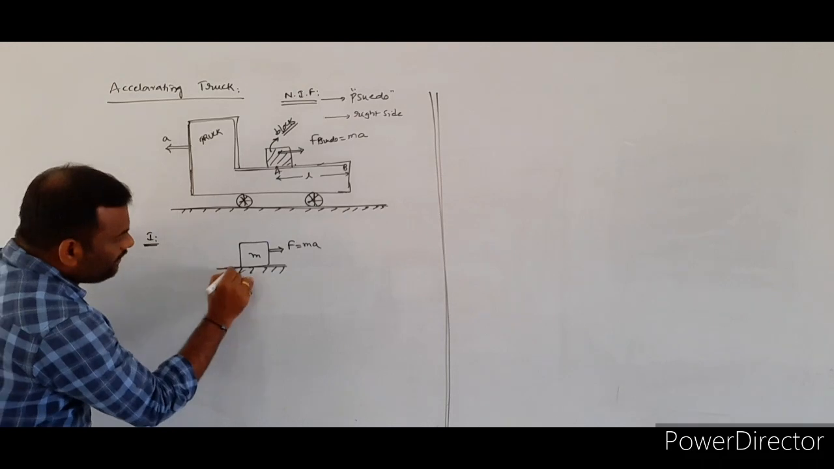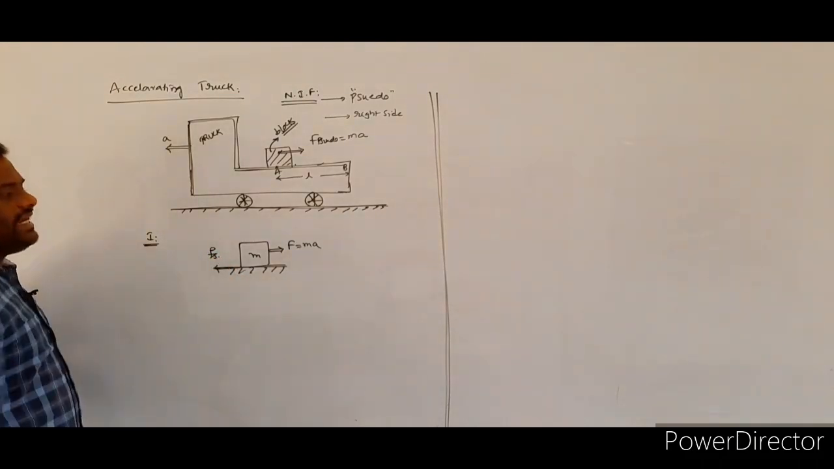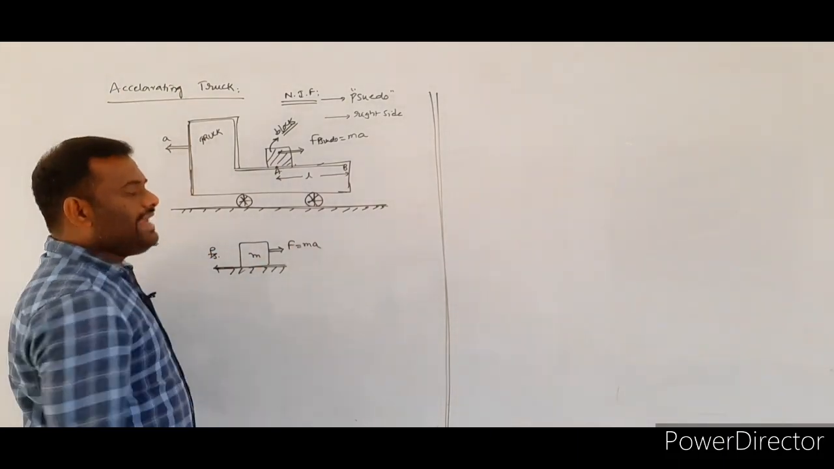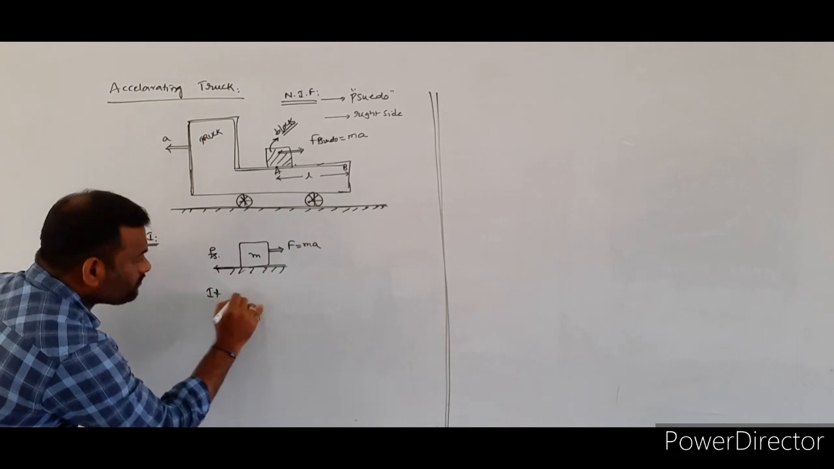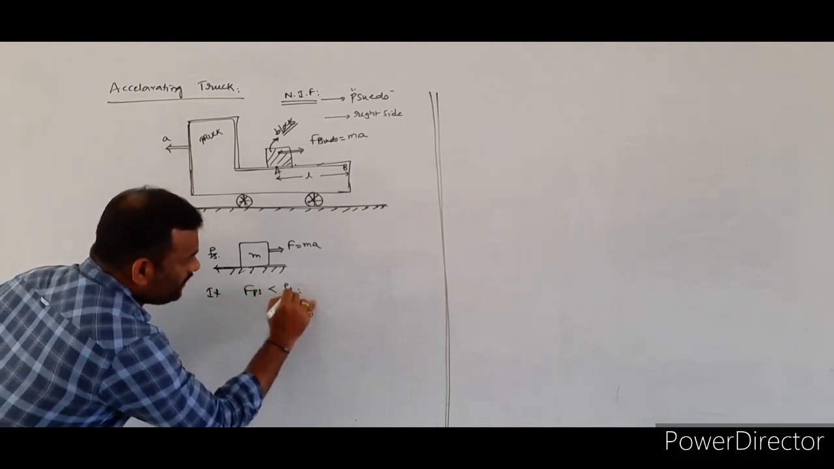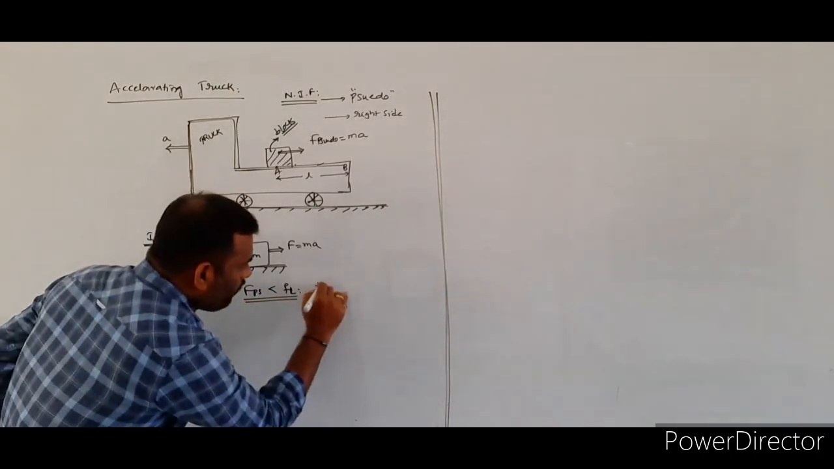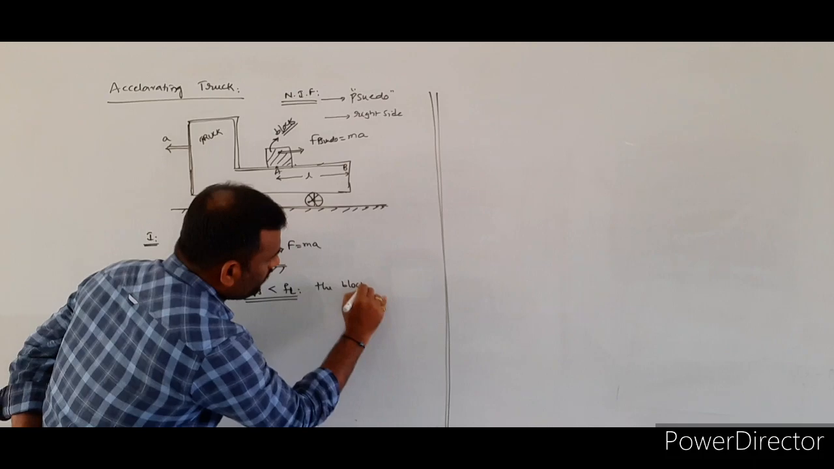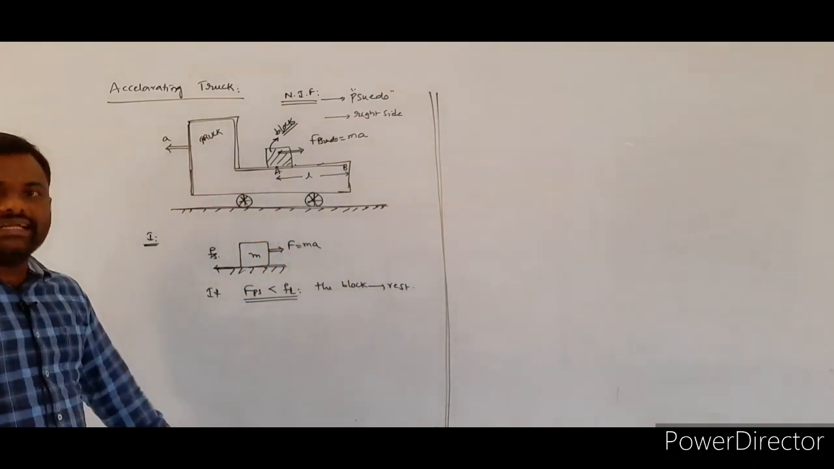So here the limiting friction, or static frictional force, will be acting in the left side direction and the pseudo force will be acting towards the right side direction. If the pseudo force value is less than the limiting friction, the block will be in the state of rest.